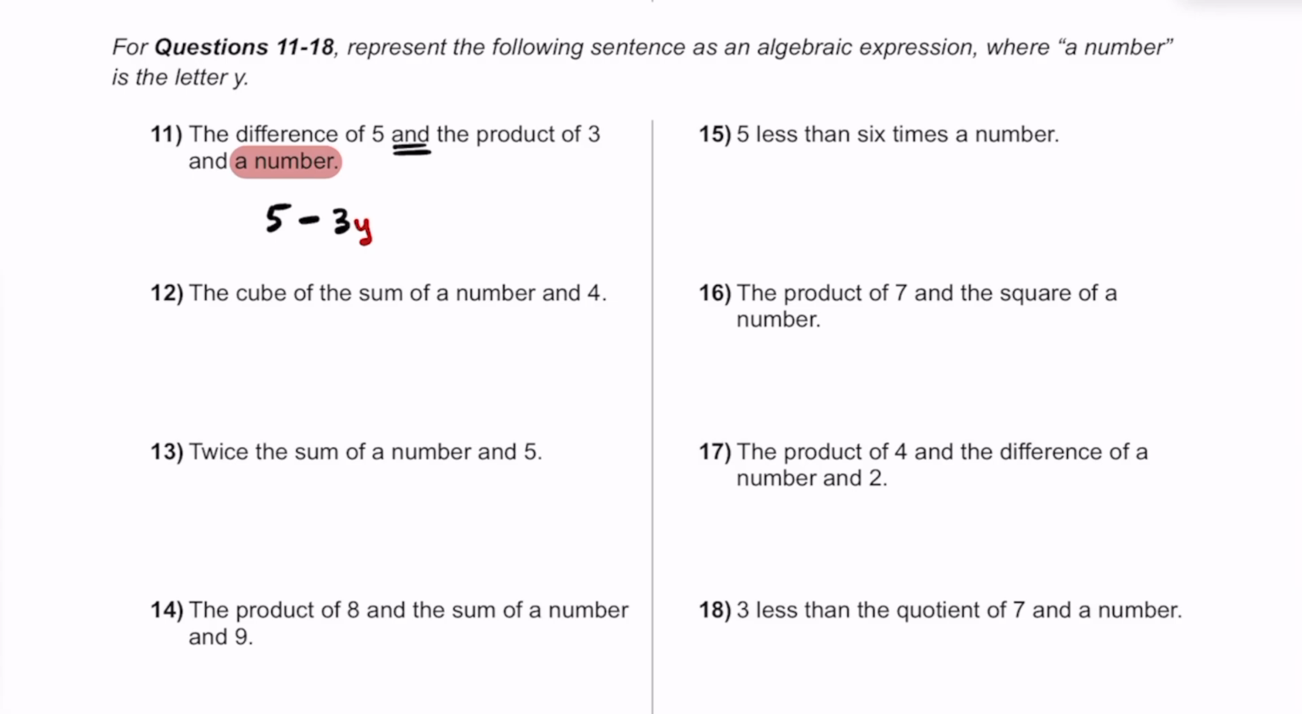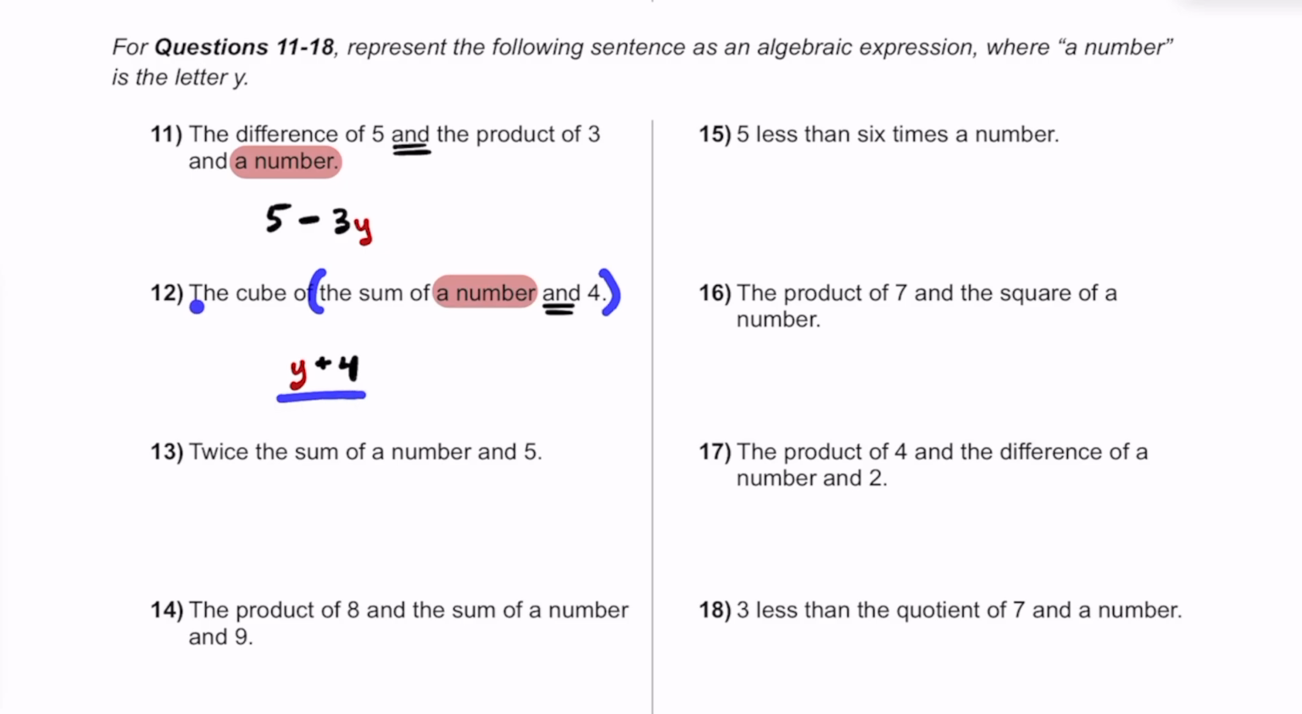In number 12, we have the cube of the sum of a number and 4. So here is a number right over here. If we're going to find the sum, that means we're adding two things. We're adding a number and 4. So find that word and, which separates the two things we're adding. We have a number, which is y, and we're finding the sum of that and 4. So here's the sum: y plus 4 is the sum. The sum of a number and 4, that's what this is right here.